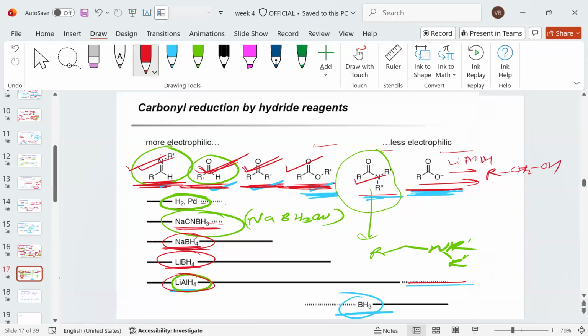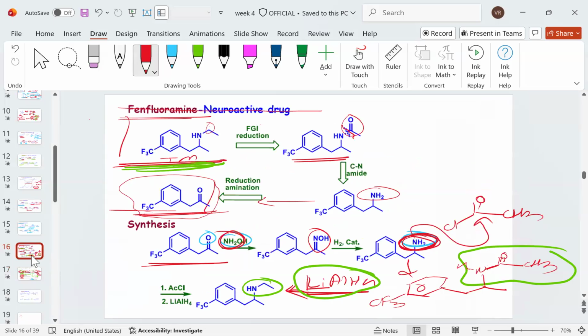And if you want an efficient reduction of this acid to alcohol, then we can simply use BH3·THF. If you use BH3 on the acid, it will selectively give this alcohol, and this reaction is quite good compared to the other reactions. Okay, we'll move to the question or problem here.